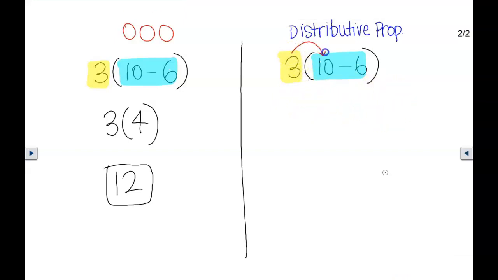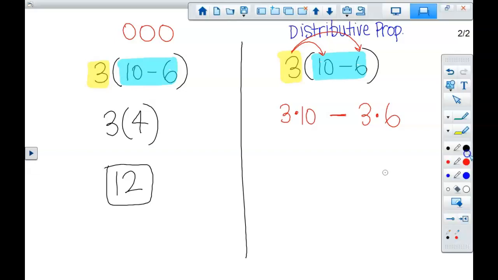So I can do 3 times 10, and I can do 3 times 6, and then put my subtraction sign right there in the middle. So each member of the group gets that 3. Each member of the group gets multiplied by that 3.